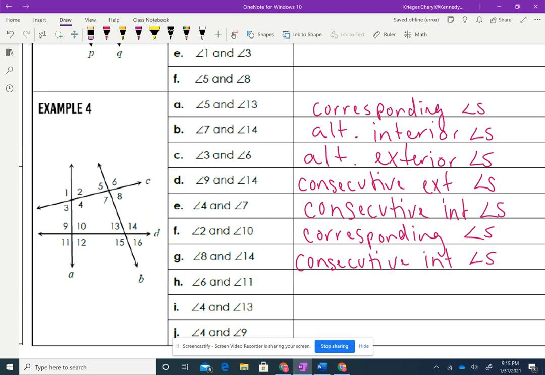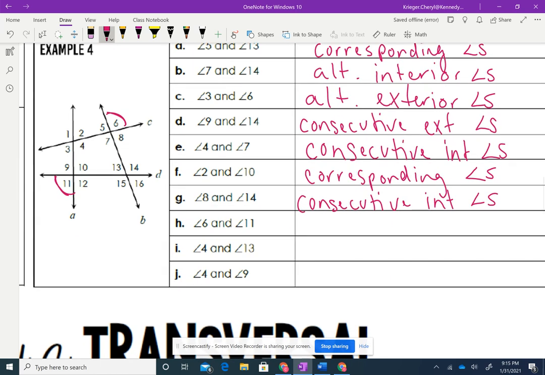Okay, number 6 and 11. Angle 6 and angle 11. Okay, so this one is the one where you ask yourself, where's the transversal? It can't be C because 11 doesn't touch C. It can't be D because 6 doesn't touch D, or B, or A for that reason, so that one is none. That was a trick question.